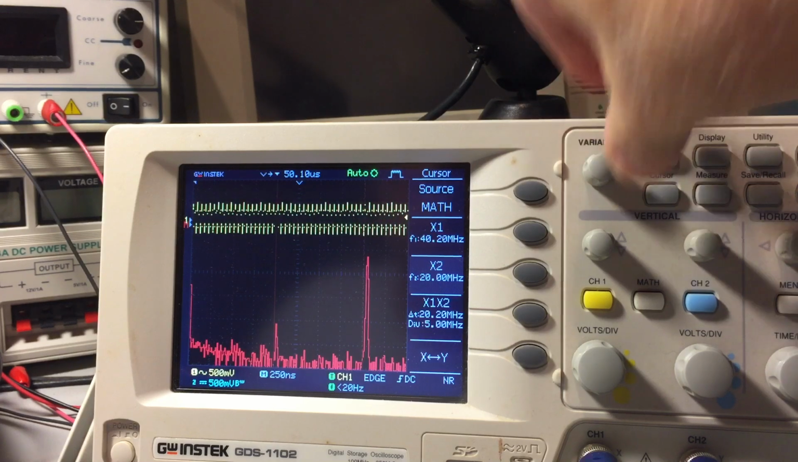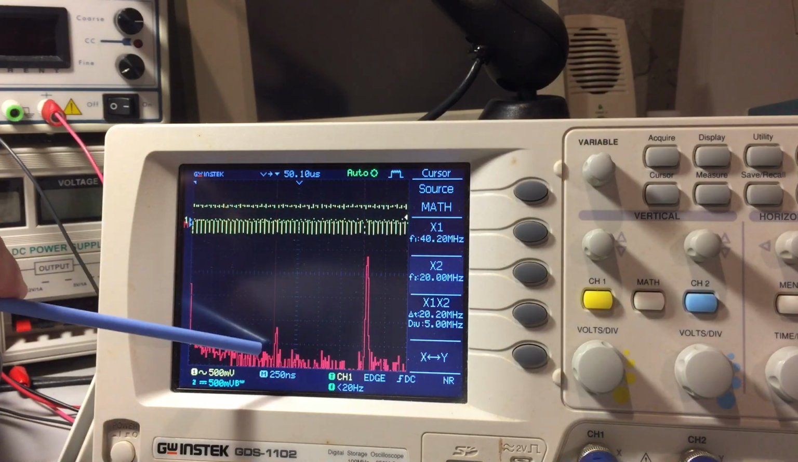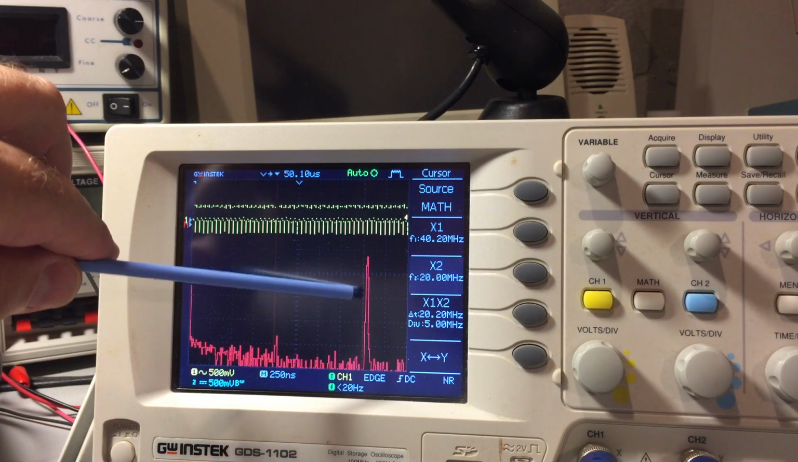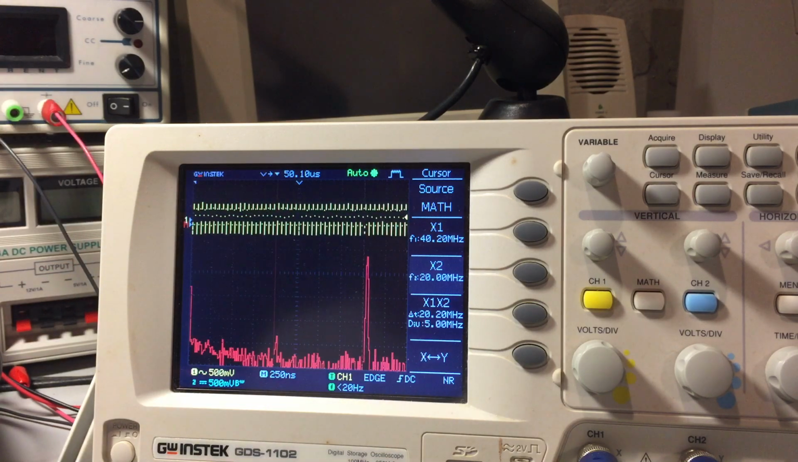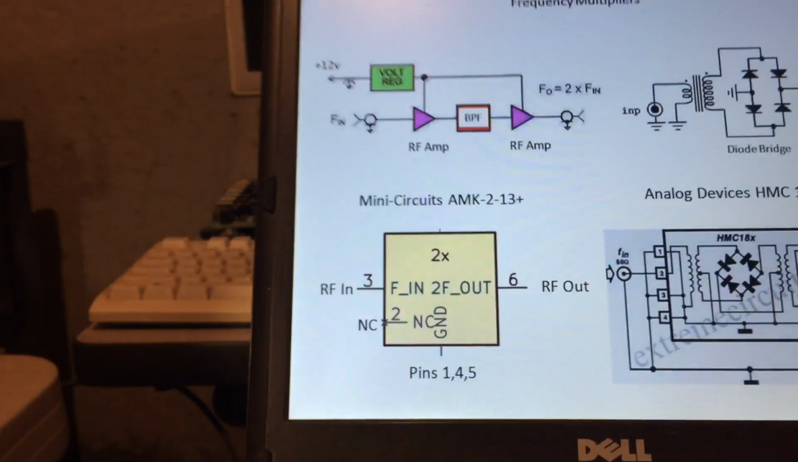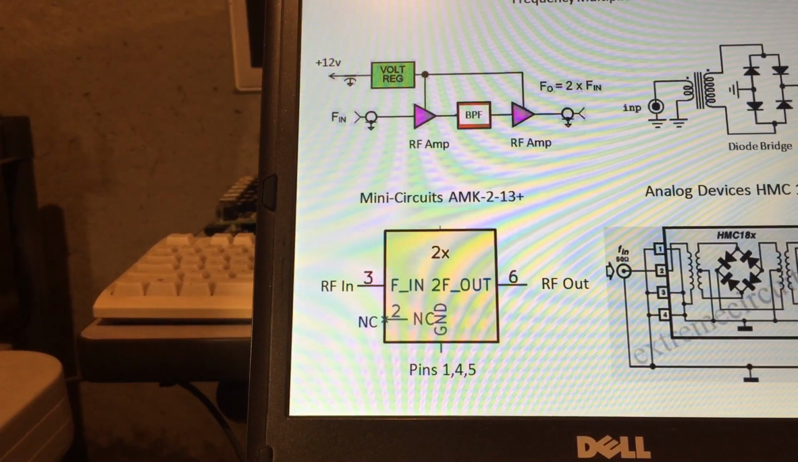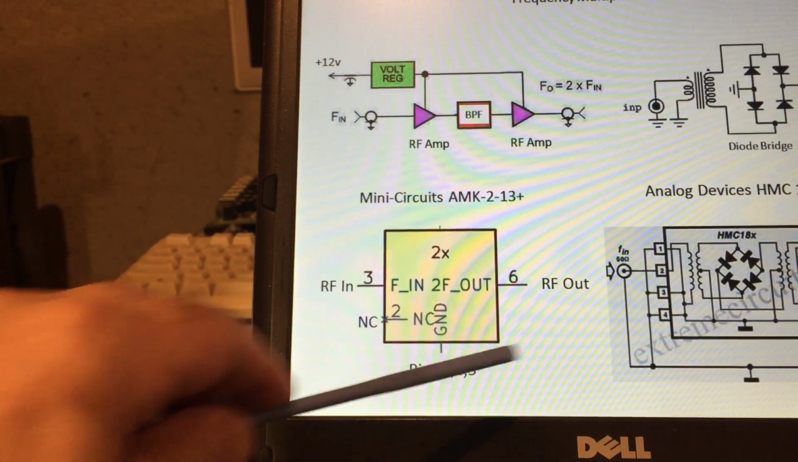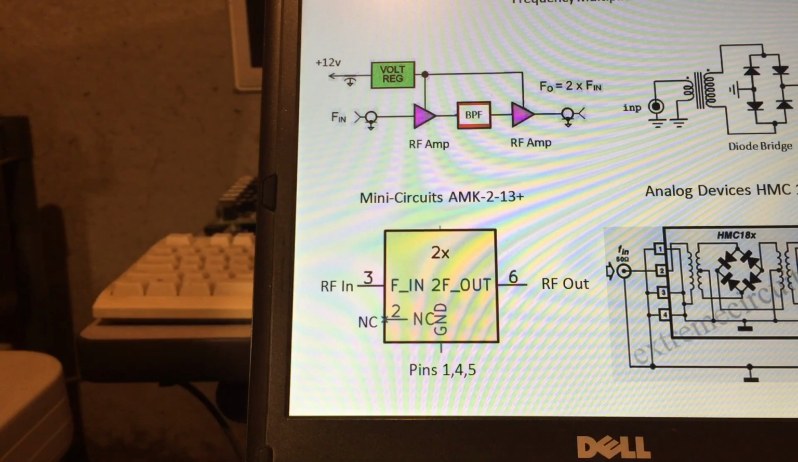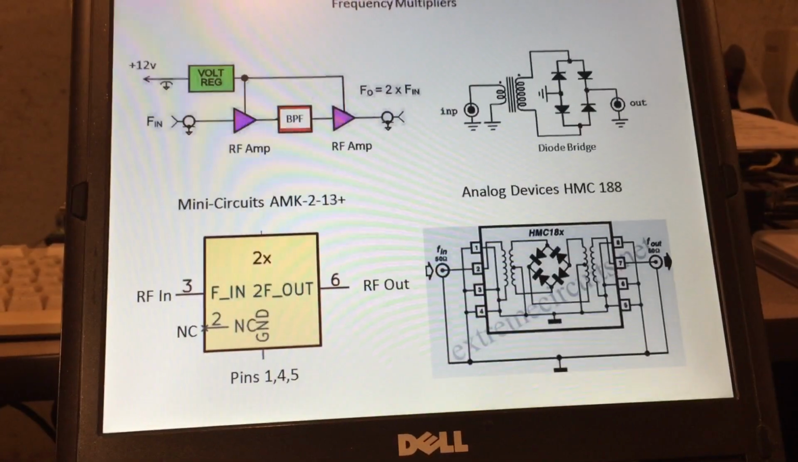Okay, so we got 10, 20, I'd say 30 dB difference. Works quite well. So again, very easy to use. It's already matched, 50 ohms in, 50 ohms out. Okay, so pin 3 is the input, pin 6 is the output. It's that simple. Then you ground the rest of the pins, and there's a no connect on pin 2. It works very nicely.